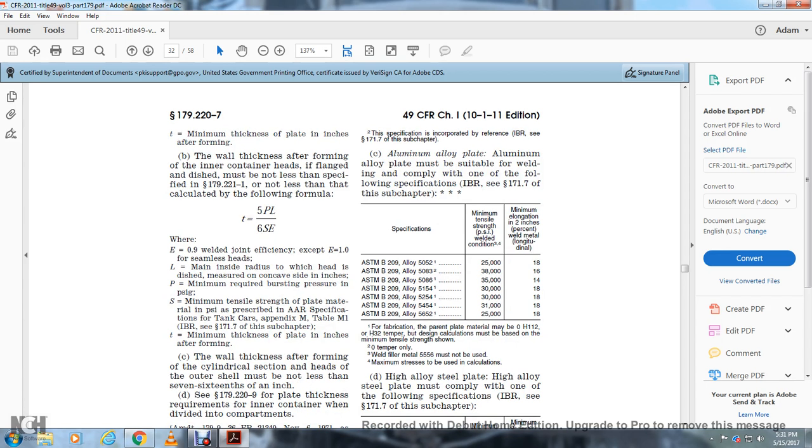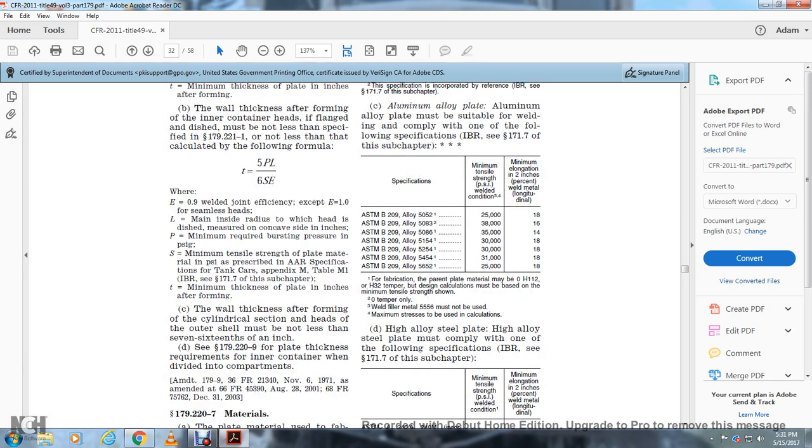Once again, E is 9/10 of the welded joint efficiency, except 1.0 for seamless heads. L means the main inside radius for the dish head measured on the concave side, in inches. P means the bursting pressure in PSI gauge. S means minimum tensile strength of the plate material in PSI as prescribed in the AAR Specifications for Tank Cars, Appendix M, Table M1. And T is the minimum thickness of the plate in inches after forming.